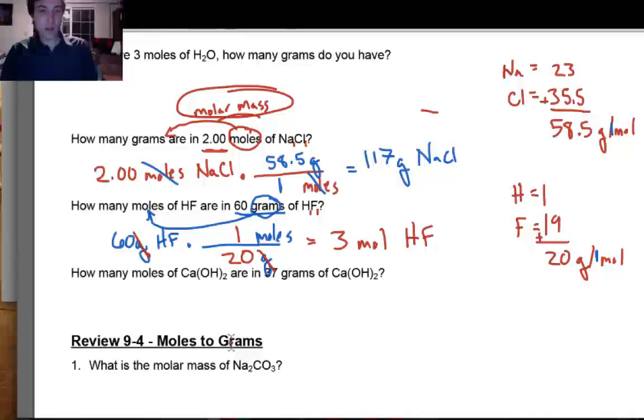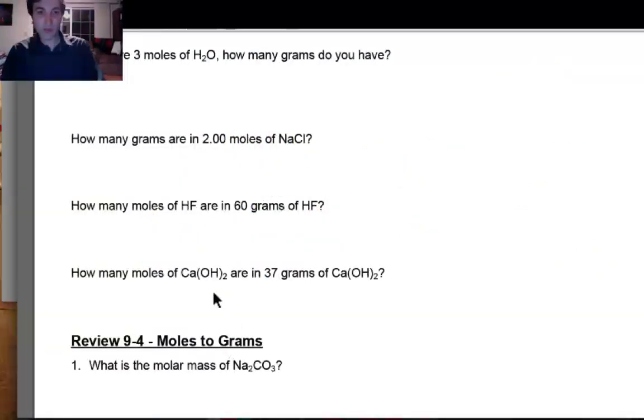Now let's do one more just for kicks. I'm going to clear this up so we can see a little better. Now they want how many moles of calcium hydroxide are in 37 grams. Again, we're going kind of in reverse. We are going from grams to moles, but it all starts off the same. We always write the given first. Whatever number they gave you, you write that down first.